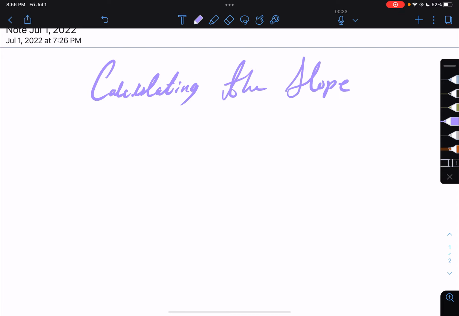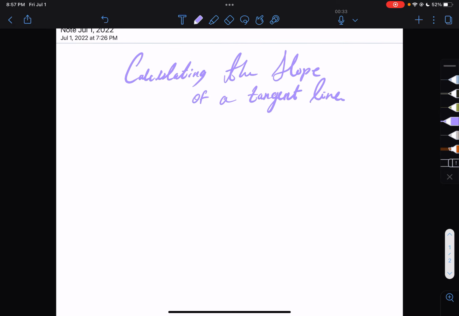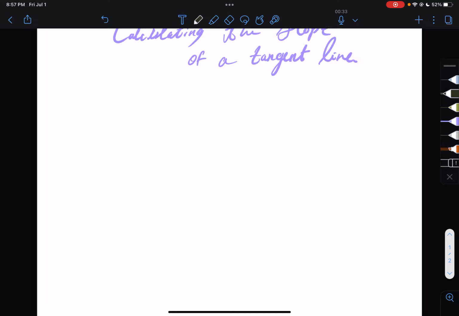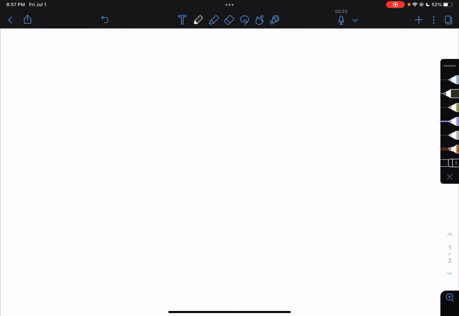So today we'll be calculating the slope of a tangent line. Just to refresh our memory, we have to remember about the secant line. We're finding the rate of change, right? Which is, we're finding slope, which is distance over time.